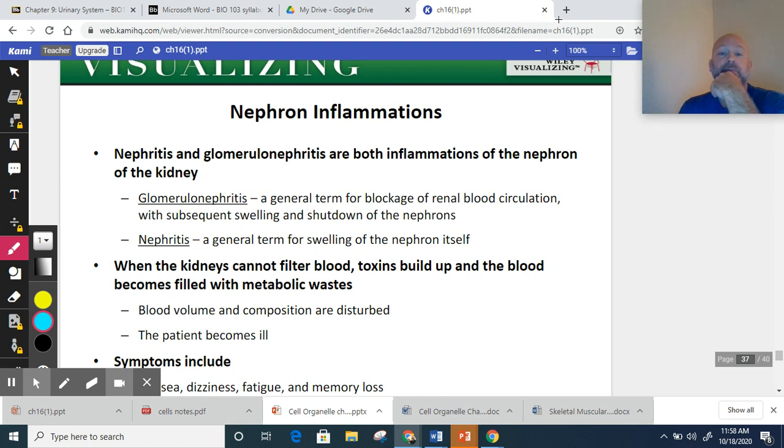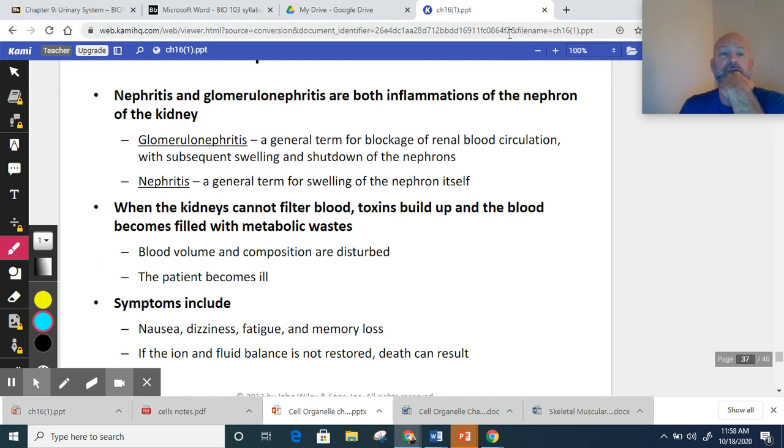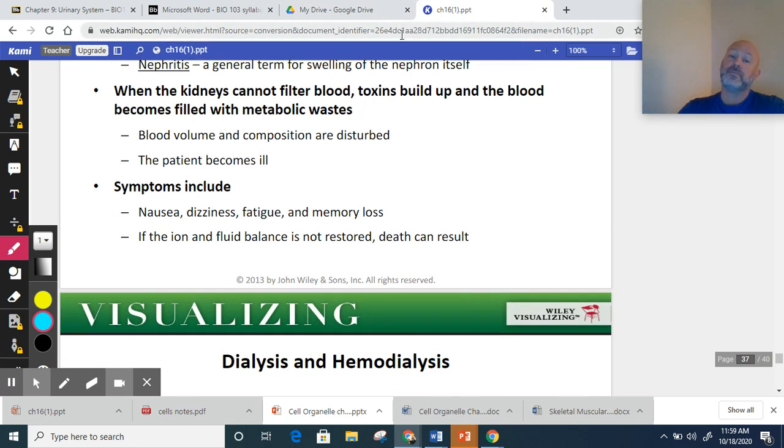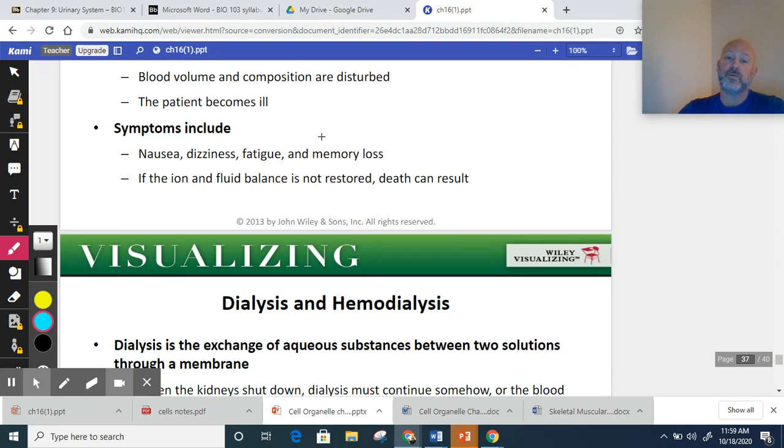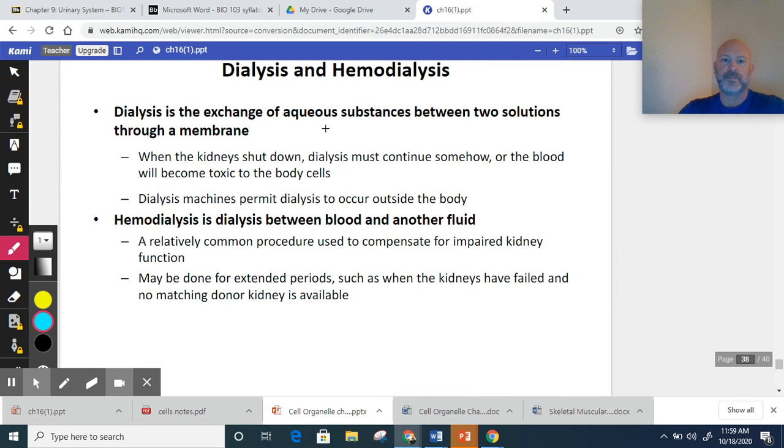If the whole nephron is swelling or inflamed, we refer to that as nephritis. So here's the thing. If the kidneys are not able to filter blood, the toxins in your blood will build up, right? So those toxic nitrogen compounds in your blood that the kidneys are supposed to eliminate will build up, and you will become very sick. And if it doesn't reverse itself, then you could die from something like that.